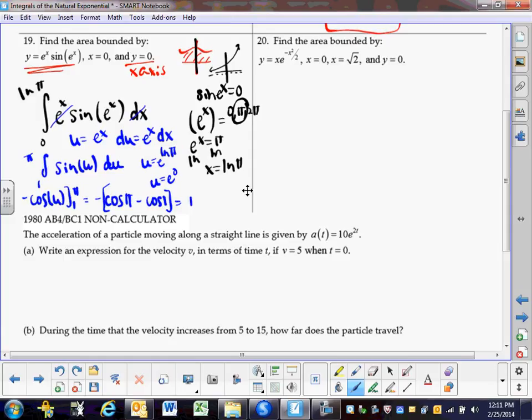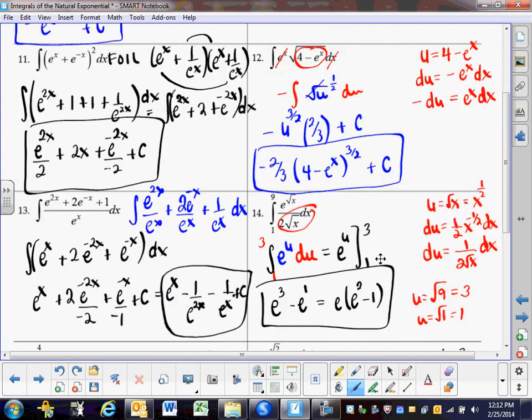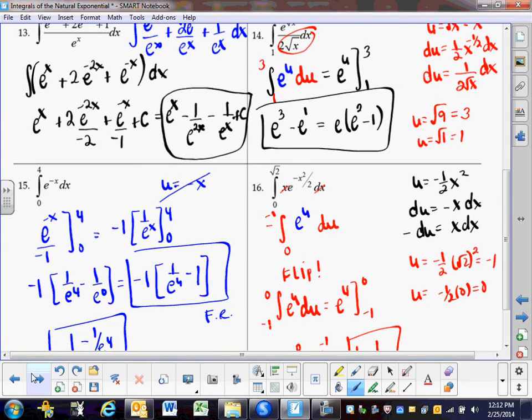So we get the antiderivative as negative cosine of u from 1 to pi, which is negative cosine, in parentheses, pi, minus cosine of 1. Because cosine pi is negative 1, that is positive 1 plus cosine 1.